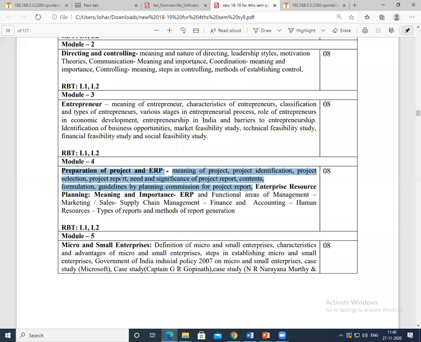So we have covered preparation of a project, meaning of a project, identification, and selection. Then we have to start with enterprise resource planning. Maybe we'll start this topic in the coming sessions. What is enterprise resource planning? And we are left with the micro and small enterprise. Okay. So till here we have covered these topics: preparation of project and ERP.